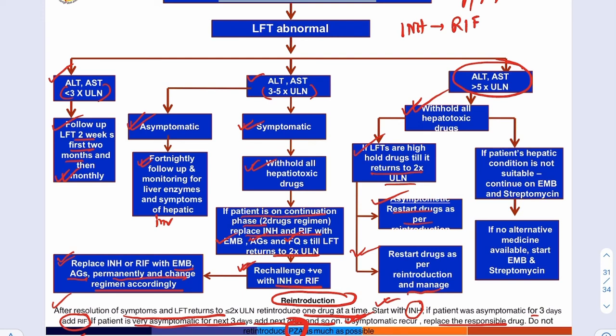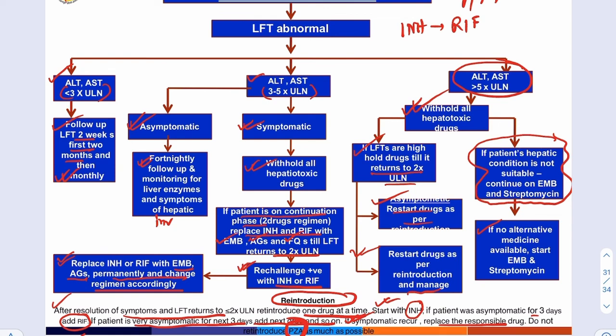Now, if the patient's hepatic condition is not suitable, continue on ethambutol and streptomycin. Means we may not re-challenge. If the hepatic condition is not suitable, we need to continue with ethambutol and streptomycin. Okay. Then if no alternative medicine, we need to continue with the drugs as I mentioned. So this is about managing a case of antitubercular drug-induced hepatitis. How we are going to deal with a patient who has developed abnormalities in the liver function test after we have started the antitubercular treatment.